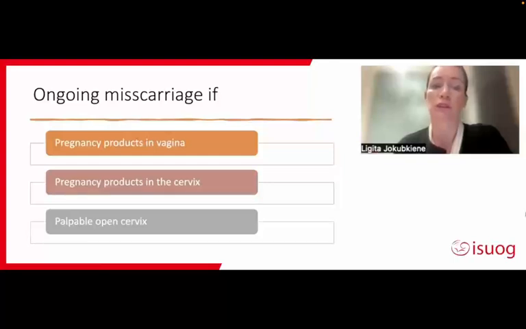So how do we know that miscarriage is ongoing? For an ongoing miscarriage, we will see pregnancy products in the vagina. And of course, we might see them in the cervix. We can see them protruding through the cervix. And if we do not see any tissues, but we have a patient history of heavy bleeding with clots, we might see or palpate the cervix open.